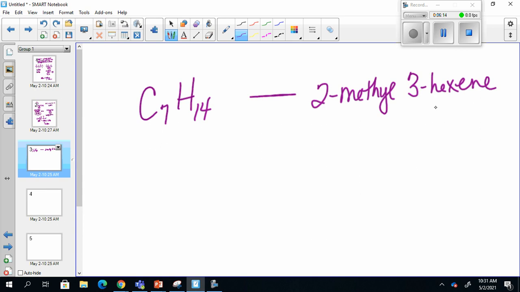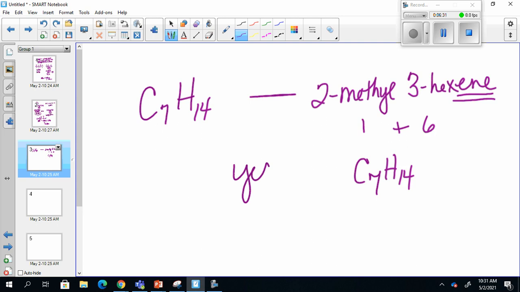So the first thing I have to do over here is figure out the formula. A methyl is a 1 carbon plus a hex is a 6 carbon. So I do have C7. This is an ene, so it does mean that I just double it, C7H14. So yes, these two are isomers of each other.